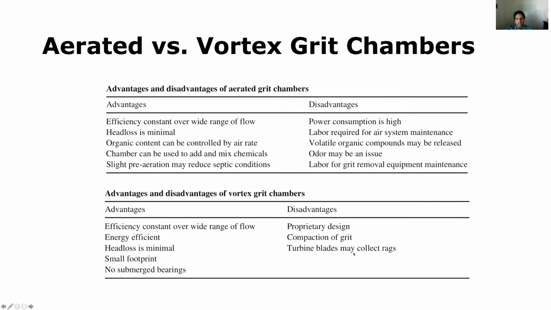Also, the blades used in the turbine could get clogged if there's rags or other kind of materials that get through the screening. So you want to make sure you have really good screening before you install a vortex grit chamber. So you don't want any of these materials to get into the vortex grit chamber, which could cause the malfunction.